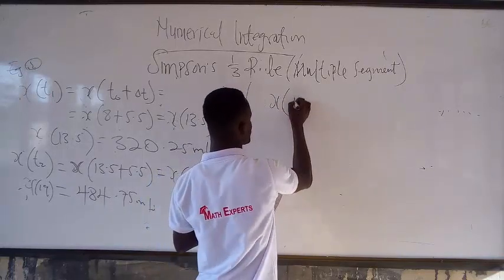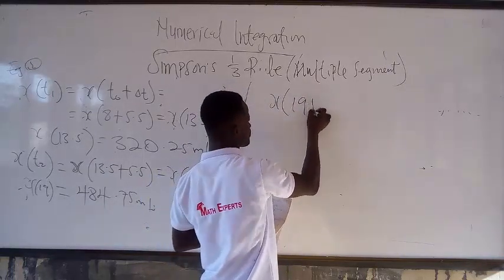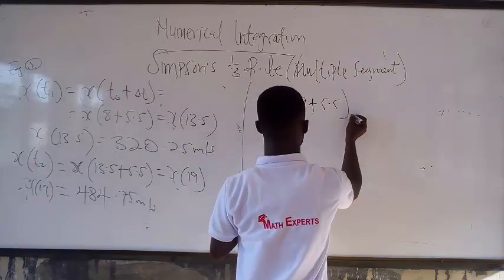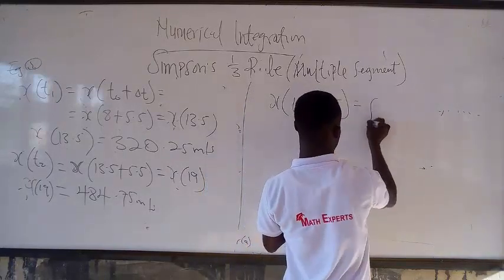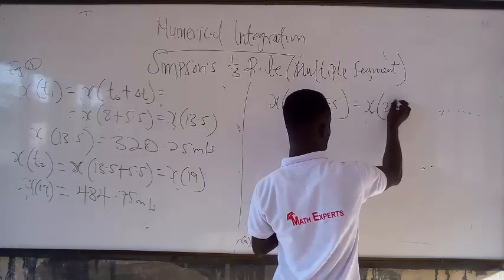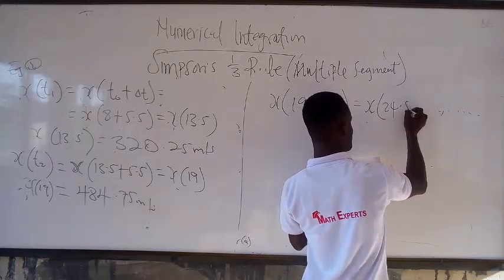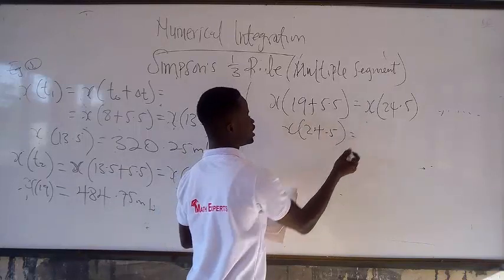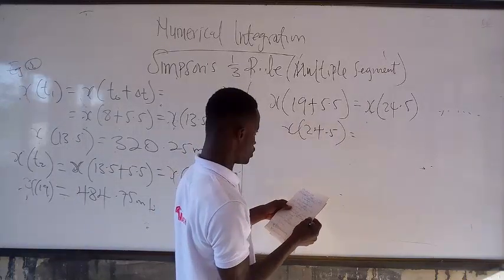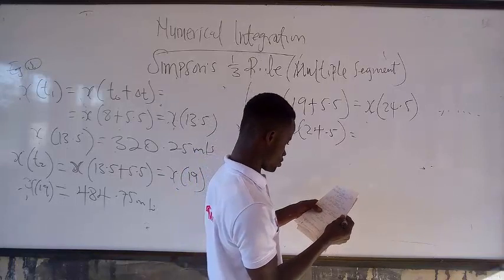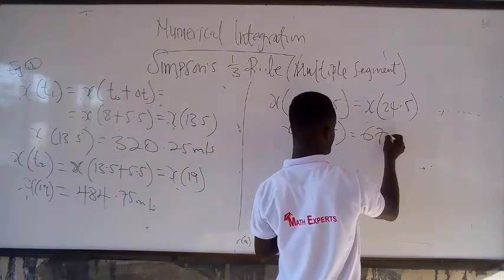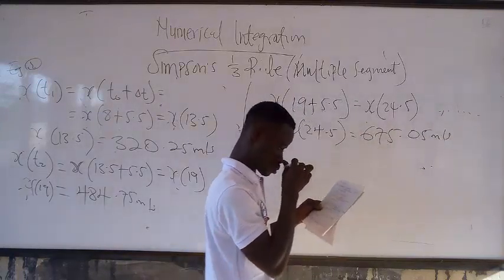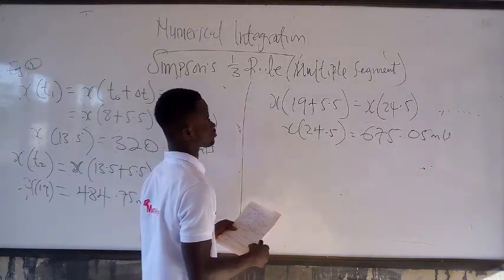Okay. So now 19 plus 5.5, and this will give you S of 24.5. And when you do the substitution into the original function, you are going to get 675.05 meters per second. Then you move to the last one.